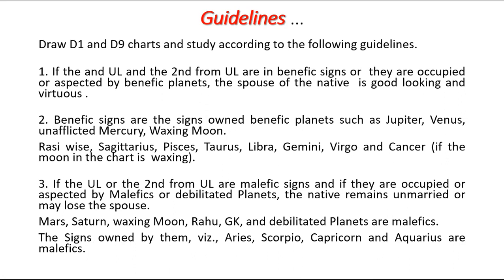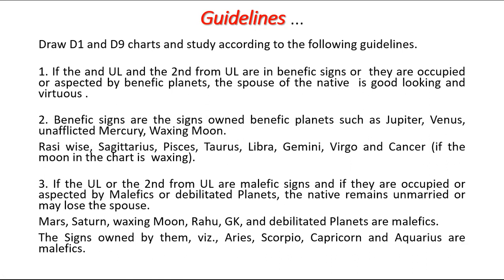Similarly, if malefic signs are falling in the UL or second from UL, and if they are occupied or aspected by malefics or debilitated planets, the native remains either unmarried or may lose the spouse.